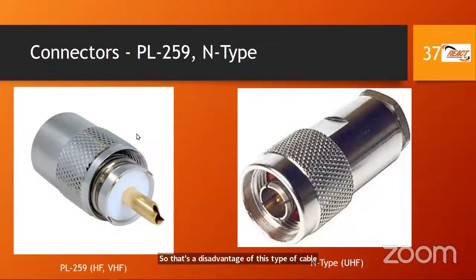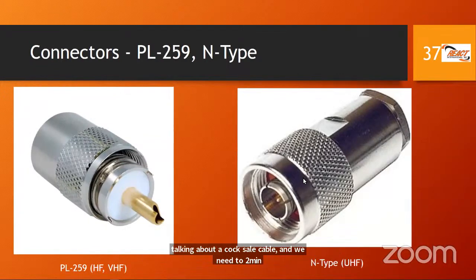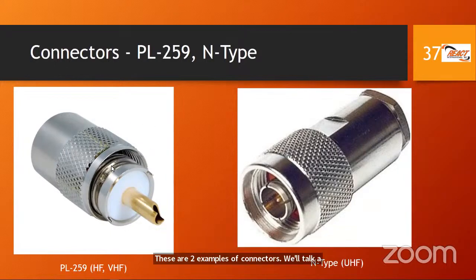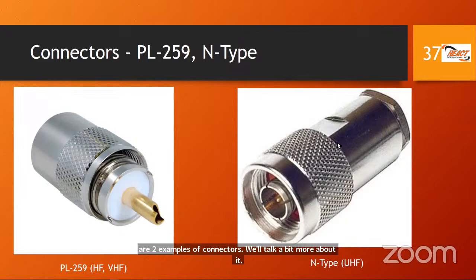All right, so we have two types of connectors. We have been talking about the coaxial cable, and we need to terminate those cables. These are two examples of connectors. We'll talk a bit more about it shortly, but we've just given you a nice blown up view. You have the PL259 and you have the N-type.